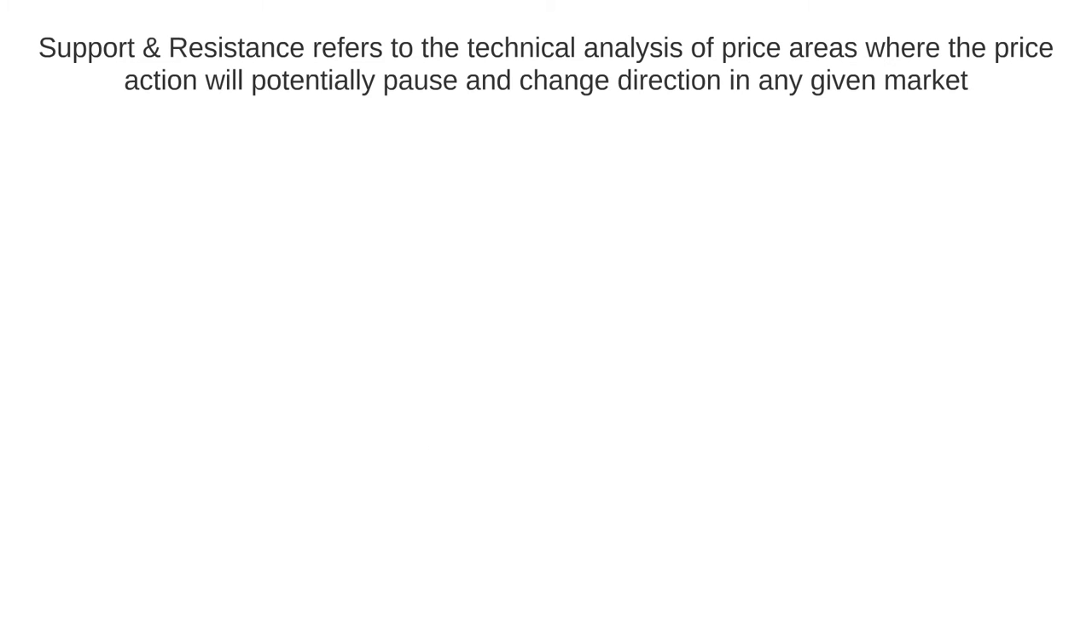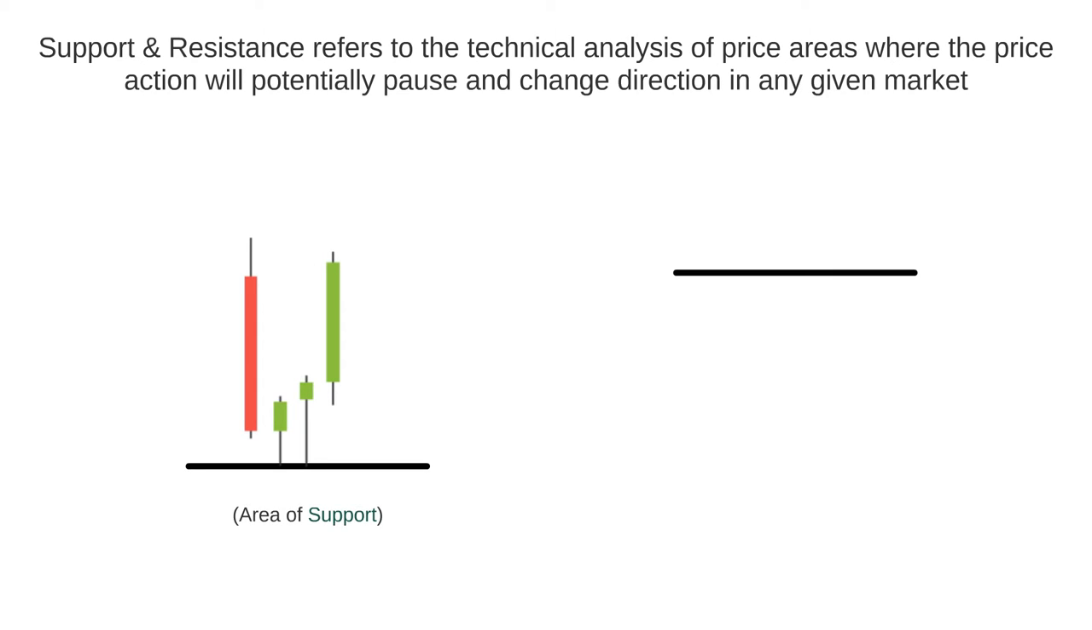Support and resistance refers to the technical analysis of price areas where the price action will potentially pause and change direction in any given market. If there is a price area below the current price action that has the potential to stop the price falling further and change its direction, we call this support. If there is a price area above the current price action that has the potential to stop the price rising further and change its direction, we call this resistance.